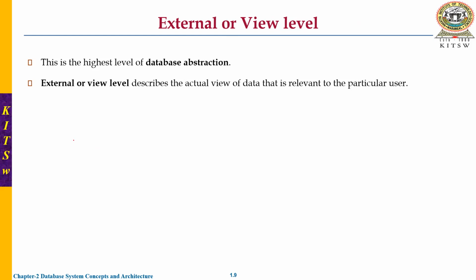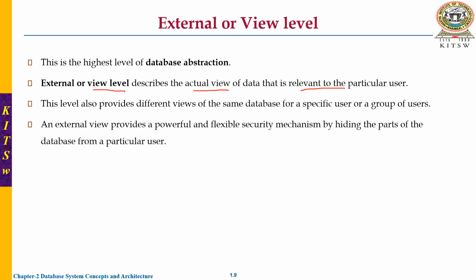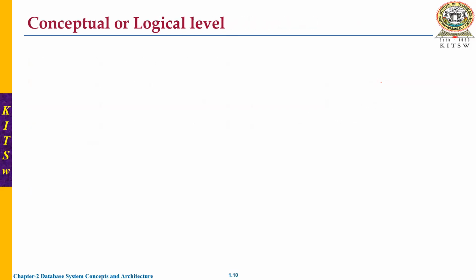An external or view level describes the actual view of data that is relevant to a particular user. This level also provides different views of the same database for a specific user or group of users. An external view provides a powerful and flexible security mechanism by hiding parts of the database from a particular user.